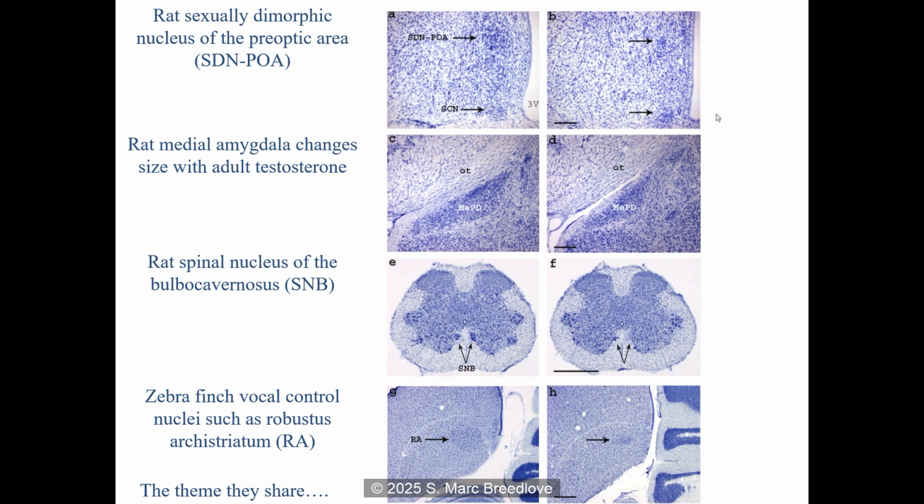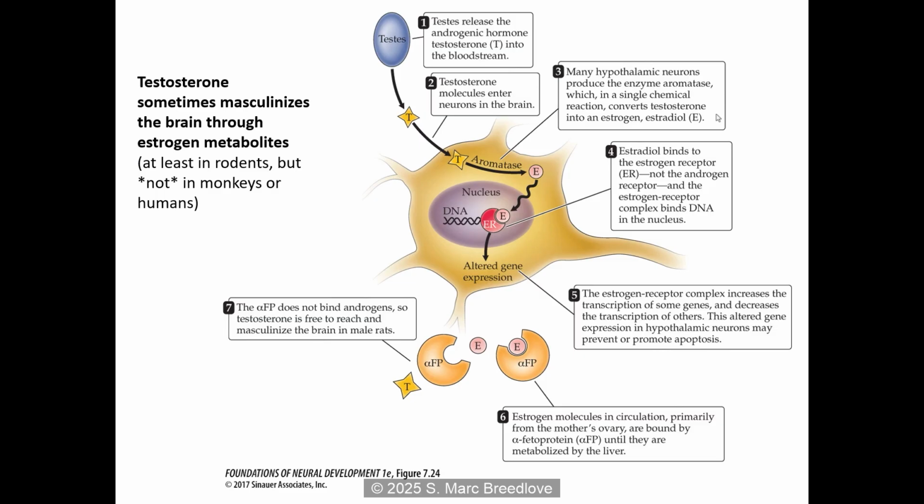I need to tell you about one hiccup in this story that applies to rodents, and I want you to know about it because it's important for understanding the literature. It turns out that in rodents, the masculinizing effect of testosterone on the brain is through estrogen receptors, not androgen receptors. And to understand that, I need you to understand this mechanism that's known sometimes as the aromatization hypothesis.